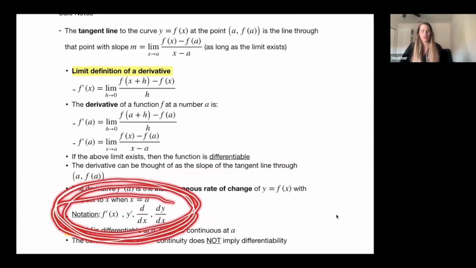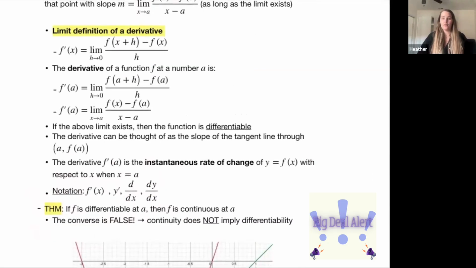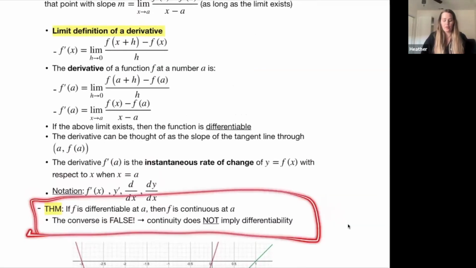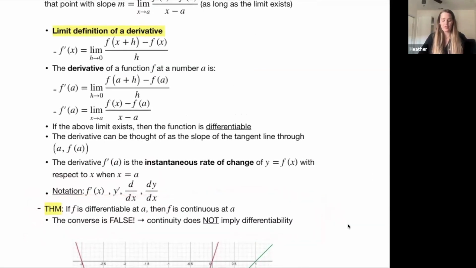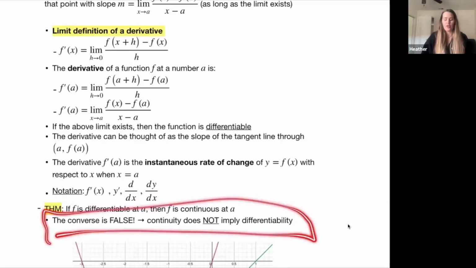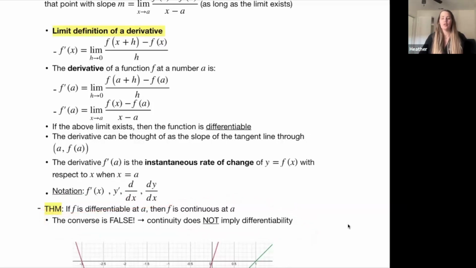Here are just a few notations that I can use when describing a derivative. Big deal alert. This theorem right here is very important, very valuable. It says if f is differentiable at a, then f is continuous at a. So if I'm differentiable, I'm continuous. However, big but, the converse is false. Continuity does not imply differentiability. If it's differentiable, automatically I can say it's continuous. If it's continuous, it may or may not be differentiable.